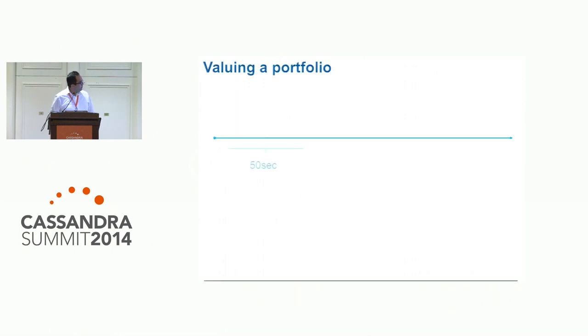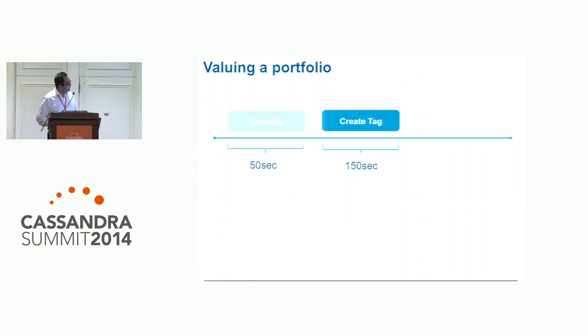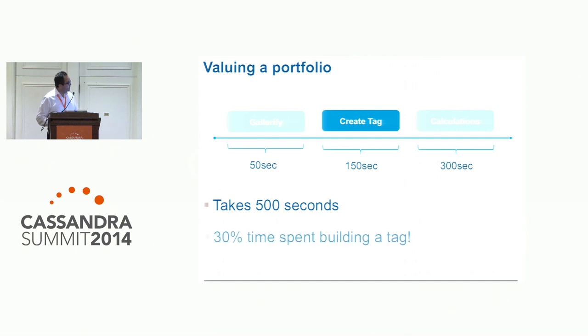So this timeline resembles the main activities that happen. To gallerify all the new data took around about 50 seconds. To create a tag took 150 seconds. And to value a portfolio took 300 seconds. So generally speaking, around about 500 seconds, depending on the portfolio. These are just rough numbers, but 30% of that time generally was taken up creating a tag.